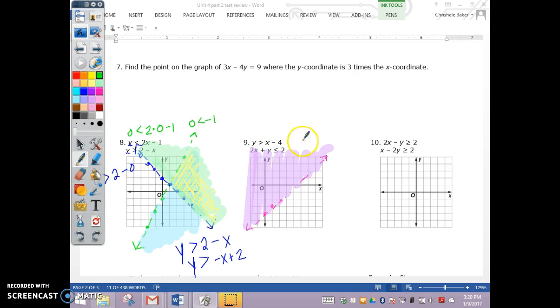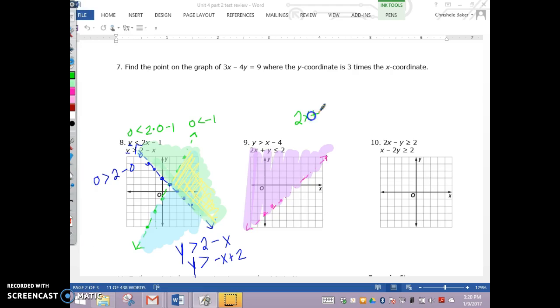For the second one, I got to do a little bit of work. 2x plus y is less than or equal to 2. y is less than or equal to negative 2x plus 2, subtracting that 2x from both sides. So I'm starting here at 2 and I'm going down 2 over 1, down 2 over 1. And I get to do a solid line right here because I have the equal to part.